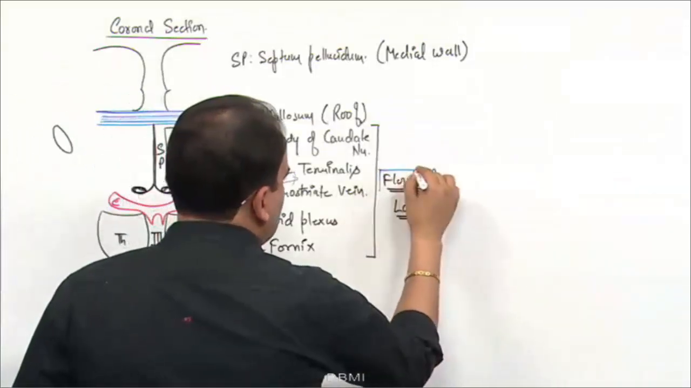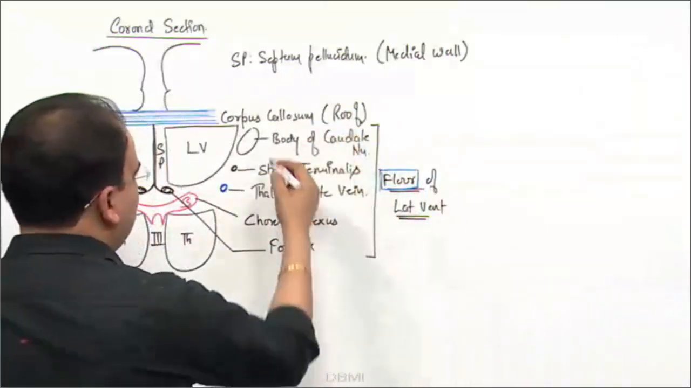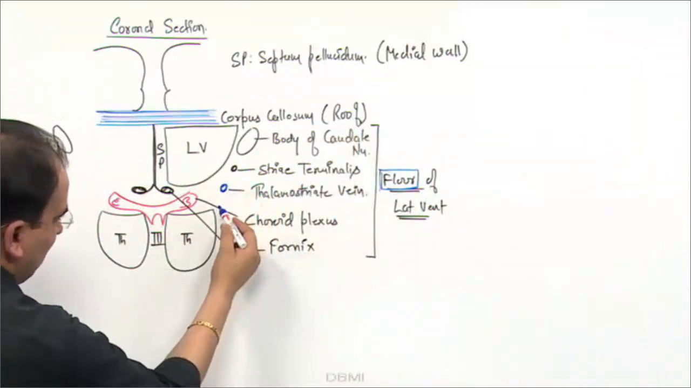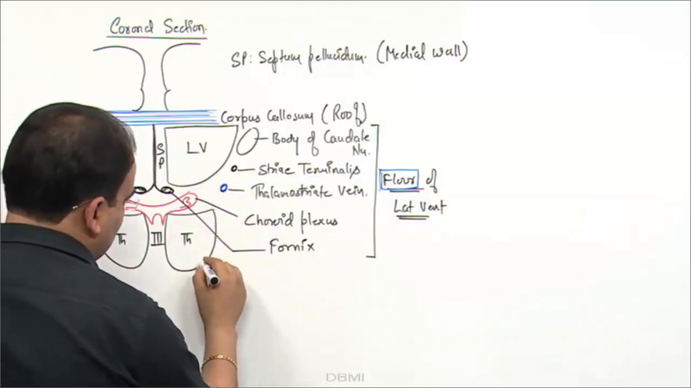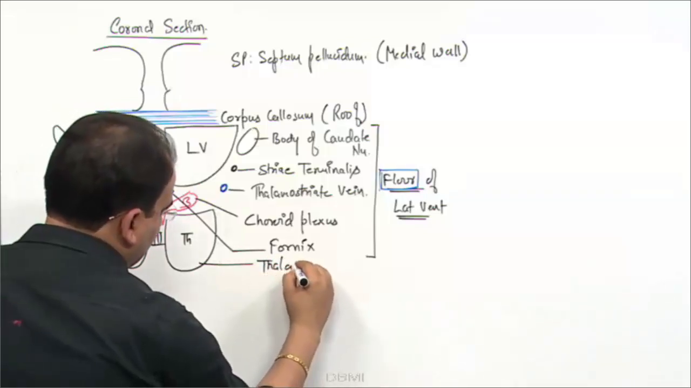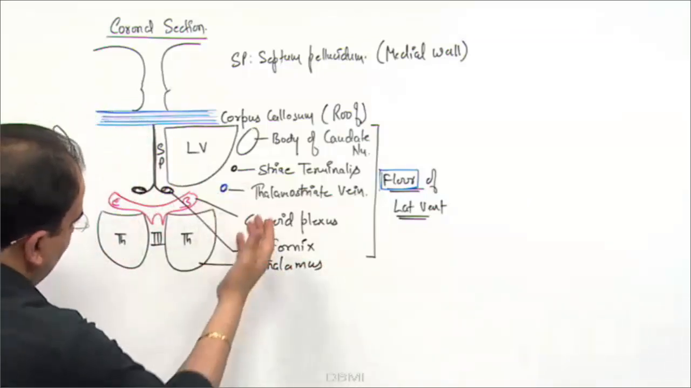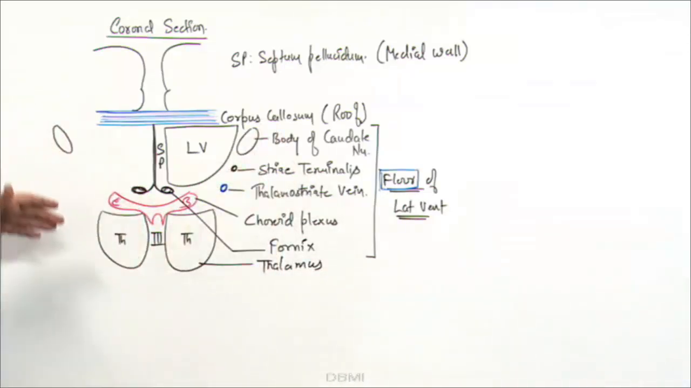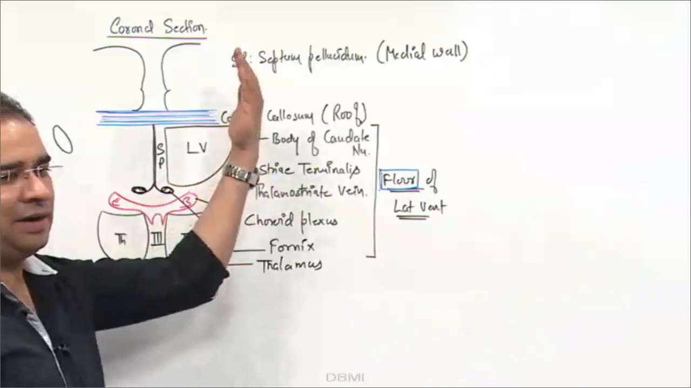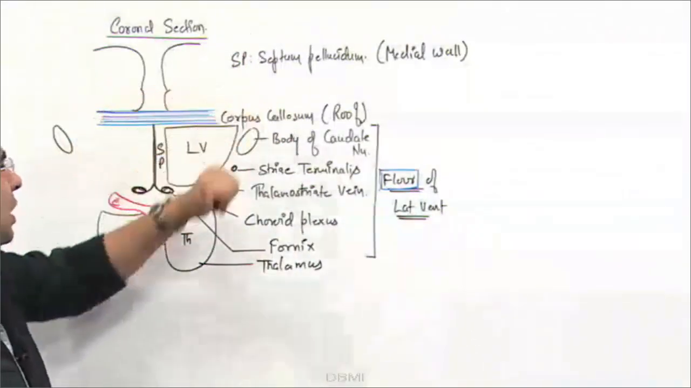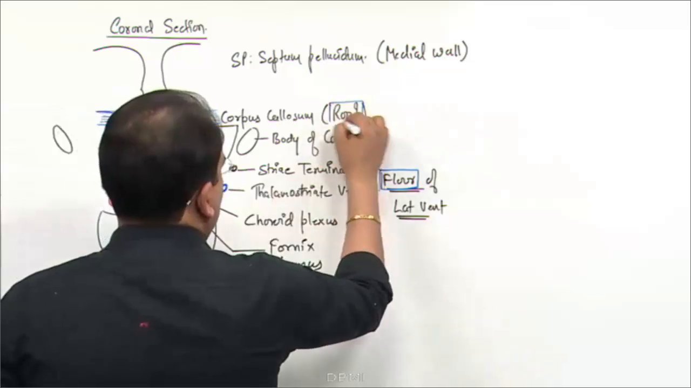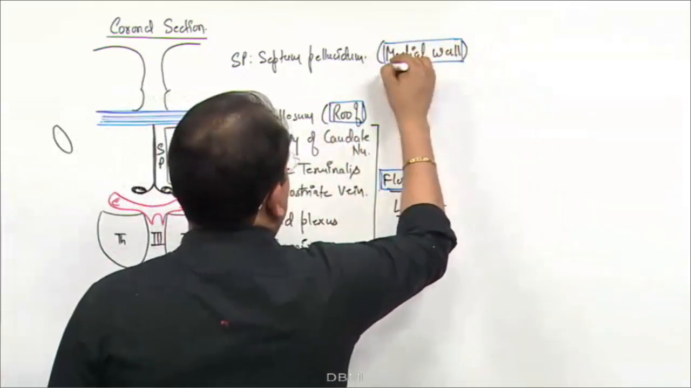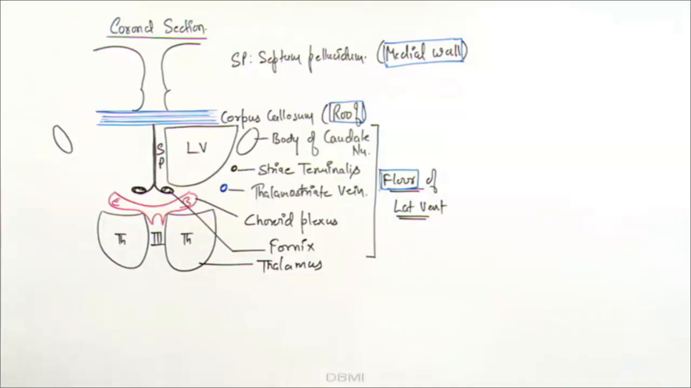So the floor is formed by all these structures: body of caudate nucleus, stria terminalis, thalamostriate vein, thalamus. Make sure you add thalamus also to this. Then choroid plexus, and even the fornix, the lower part of the fornix. All these are forming the floor of the lateral ventricle. The roof is by corpus callosum, and the medial wall of the lateral ventricle is by septum pellucidum. So there is the floor, this is the roof, and that is the medial wall. That is about the lateral ventricle.